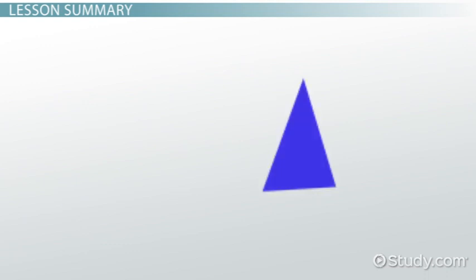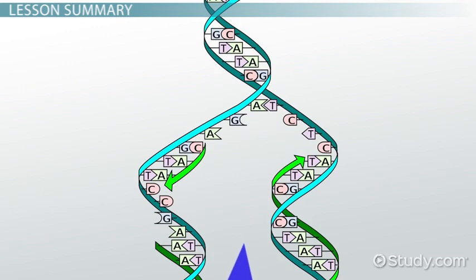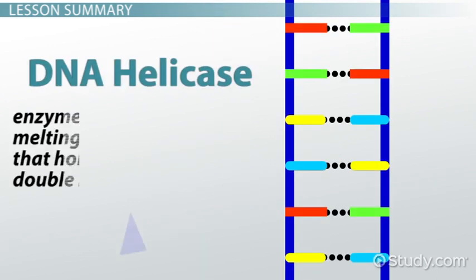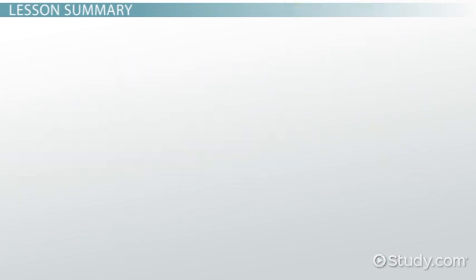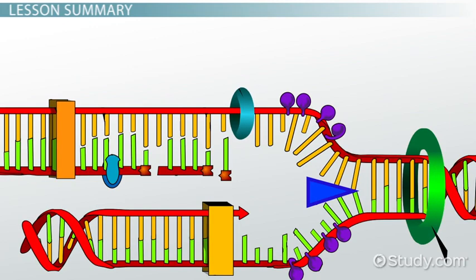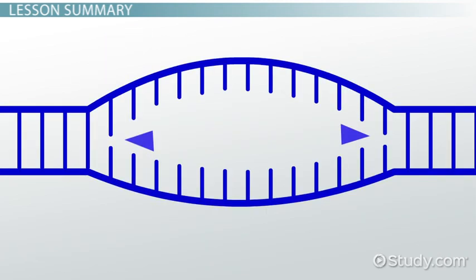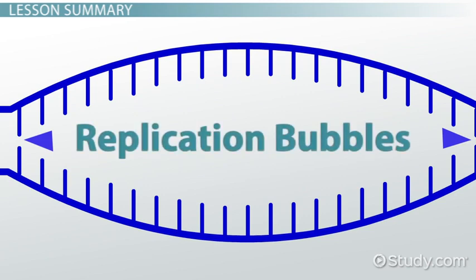You should now understand that DNA helicase has a very important job to do. It is responsible for opening up our DNA to allow for replication as well as transcription of our DNA. A DNA helicase is an enzyme that functions by melting the hydrogen bonds that hold the DNA into the double helix structure. The area of the DNA where the DNA helicase has unzipped the DNA is known as a replication fork. Multiple DNA helicases work along varying parts of the DNA, creating replication bubbles along the DNA strands.